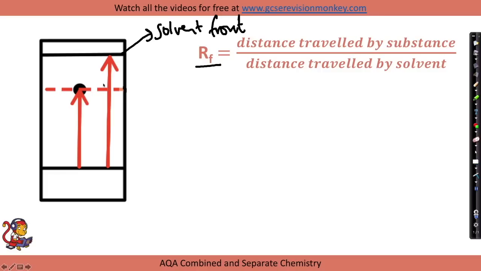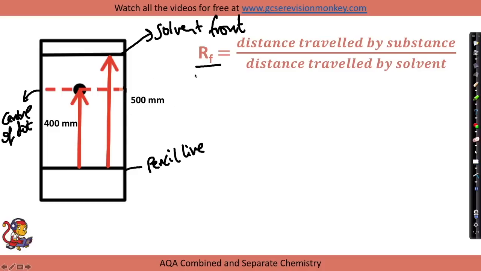Now the important thing is when you're calculating the RF values, you must calculate it from the centre of the dot on your chromatography paper. Not at the top, not at the bottom, but right in the middle of the dot that you're using. And the baseline that we're using is our pencil line where the dye started. So we need to measure the distance travelled by the substance, so this distance here, and then the distance travelled by the solvent. So let's say, for example, the distance travelled by the substance was 400 millimetres and the distance travelled by the solvent was 500 millimetres. Then we do 400 divided by 500 to get us an RF value of 0.8.